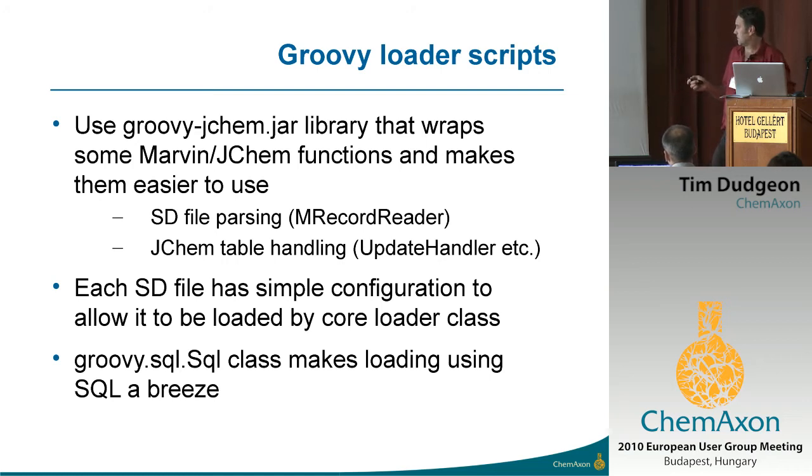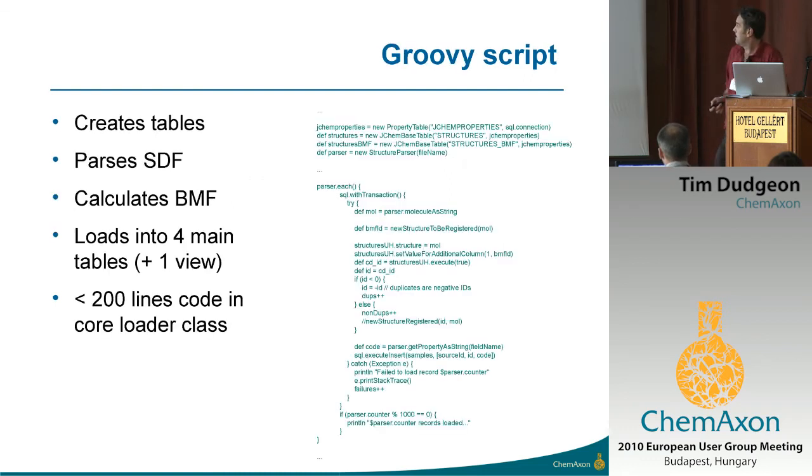Each SD file has a simple configuration script that lets it be loaded in using the core loader. The other key thing is some of the Groovy SQL functions make loading the data into the database very, very easy. So we generated a process, run by these scripts, that creates the tables, parses the SD files, calculates the Bemis-Murcko scaffolds, and loads all that data into four main data tables, and there's one view generated as well. All of that is done in less than 200 lines of code in the core loader class, plus a little bit of extra stuff, a configuration script for each file.